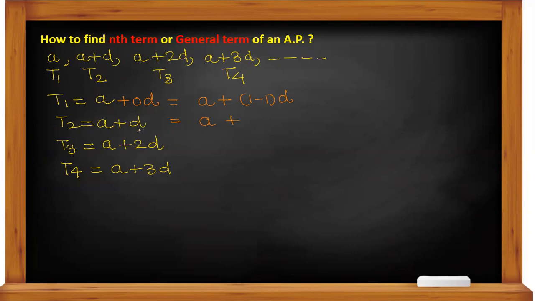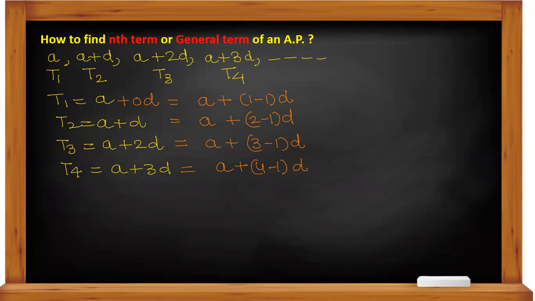We can write it as a plus (2 minus 1) into d, which is the same as a plus 1d. Now the third term, a plus 2d. We can write it as a plus (3 minus 1) into d, because 3 minus 1 is 2. In the same manner, I can write the fourth term as a plus (4 minus 1) into d.